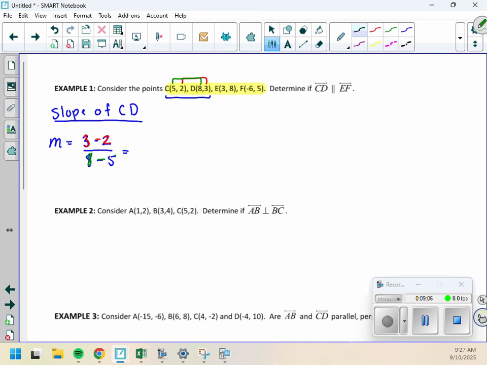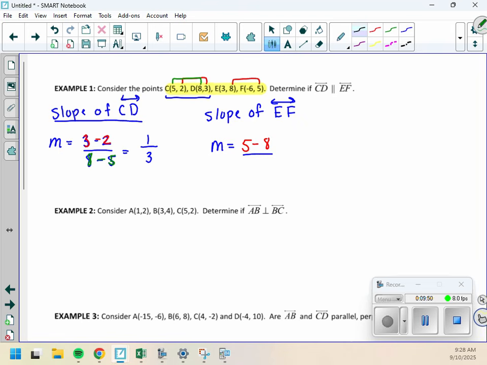Now we have to calculate the slope of EF. So now we're doing the exact same thing. We're going to calculate the slope. M equals, we'll subtract the y's. When we subtract the y's, I'll color code this for you. Here are your y values, 5 minus 8. And then we're going to put that over, and then we'll subtract the x values. I'll color code that for you as well. Our color code here is going to be -6 minus 3. So we'll simplify and see what we get. You can use a calculator if you need to.